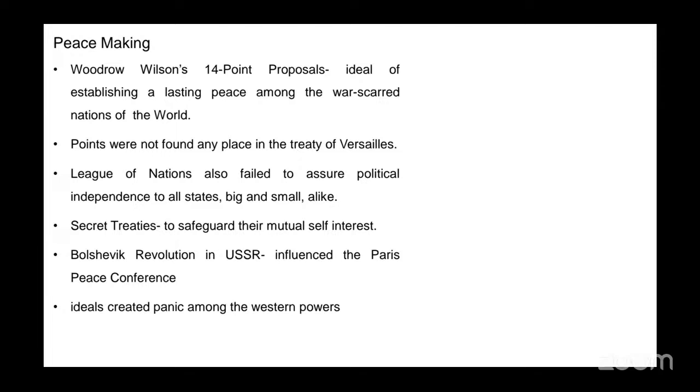So Woodrow Wilson, in his 14-point proposals, came up with certain regulations, like international trade should be open, and should avoid war-type situations, and there has to be peace and no hastiness. All such things were put forward. But interestingly, this Woodrow Wilson's 14-point formula could be seen nowhere in the Treaty of Versailles.